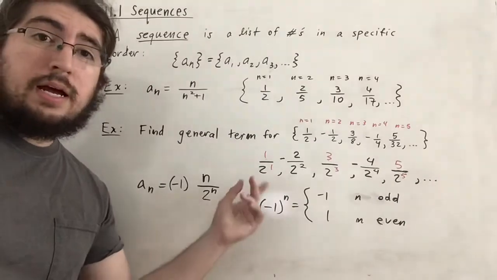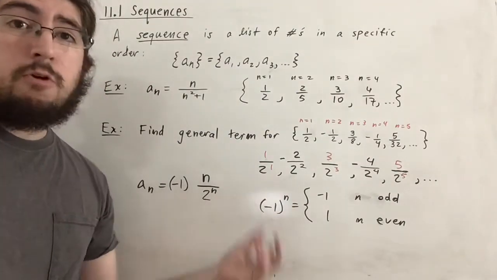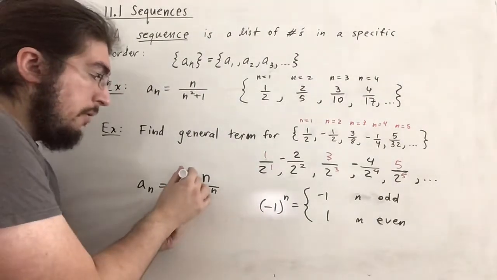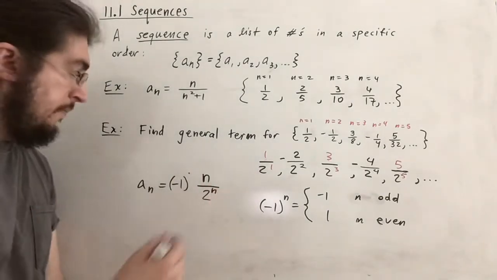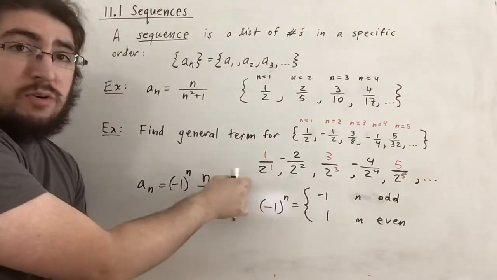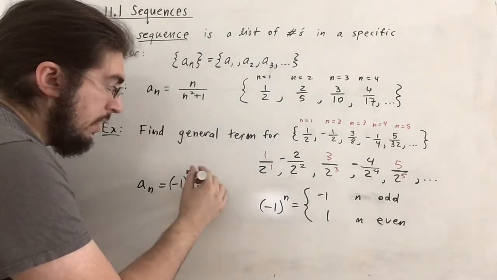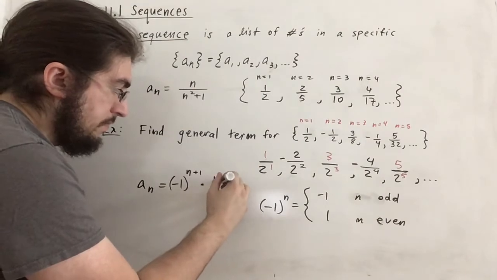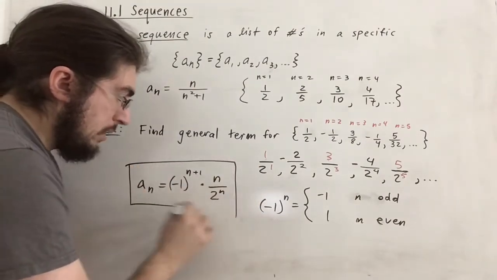When you plug in n to be even, -1 to an even power is +1, -1 to an odd power is -1. So with that being said, we want this to be -1 to some power where the first one is positive. Since we're plugging in 1 for the first one, it can't just be n, because -1 to the 1 would be negative, but the first term is positive. So we can offset it by 1 by writing n + 1. So this general term actually works for us.